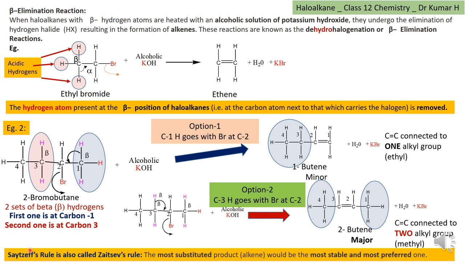This law was proposed by Saytzeff, hence it is called Saytzeff's rule. What it says is, whenever there is a formation of an alkene, the most substituted product would be formed and is most preferred.